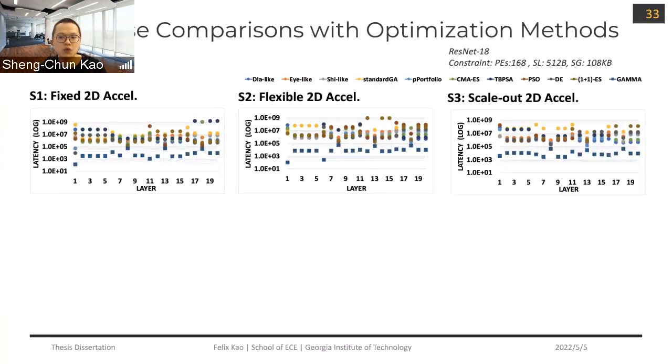Here we show a layer-wise performance on ResNet 18. On the y-axis we show the latency, so the lower the better. The x-axis is the different layers of ResNet 18, and we show the performance of different algorithms. The blue dot here is where Gamma stands.